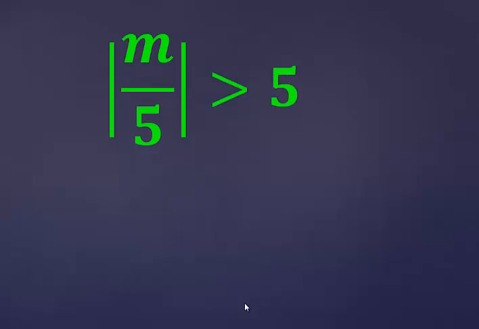Let's try one more. In this one, we're looking for all the values that, when divided by 5, would be more than 5 units from 0. So if you read the expressions before you start solving, sometimes that makes the solving easier. So we're going to start with case 1.